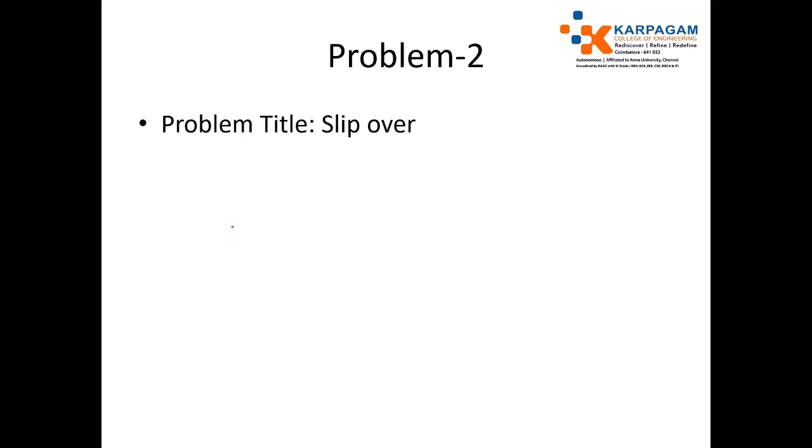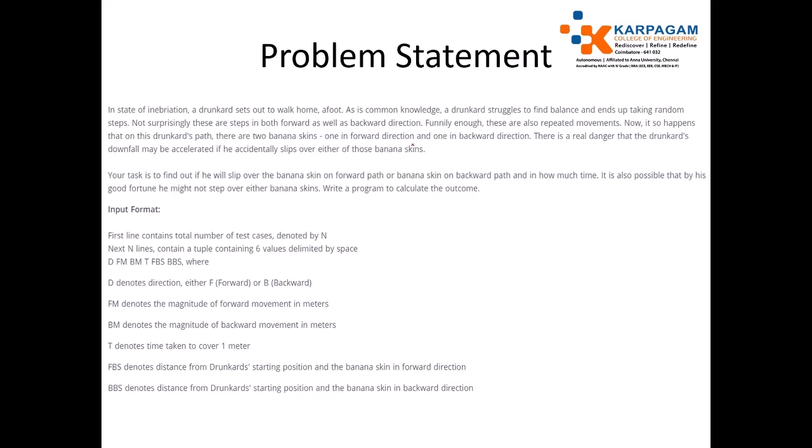So, next question is "Step Over". Read the problem statement. In a state of inebriation, a drunkard sets out to walk home afoot. As is common knowledge, a drunkard struggles to find balance and ends up taking random steps. Not surprisingly, these are steps in both forward as well as backward direction. Funnily enough, these are also repeated movements.